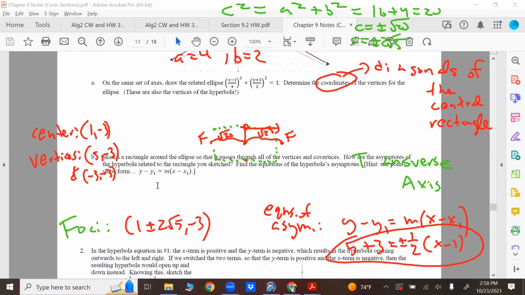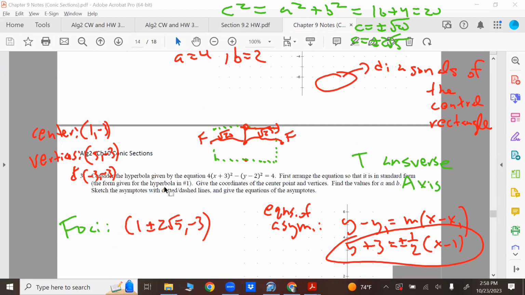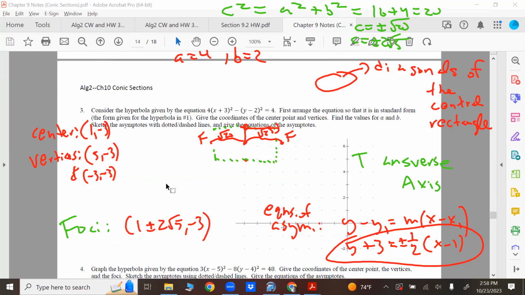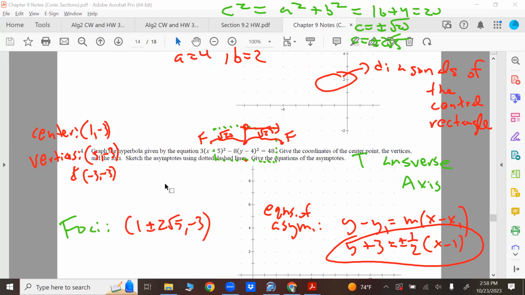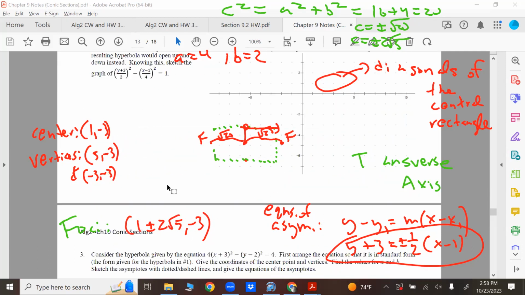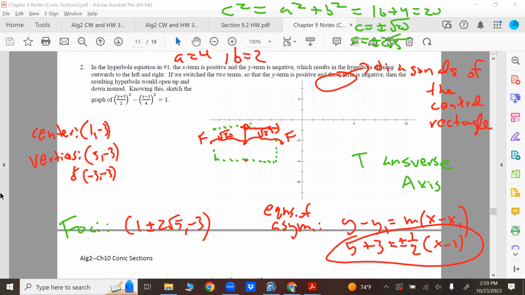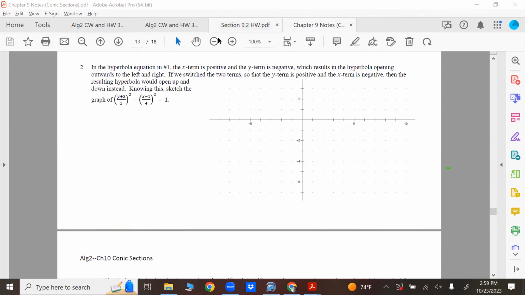And now, what if you reverse? What if we reverse these two? I just want to see how far I'd like to get today. I can get pretty far, I think, with this. Okay. So what if we reverse it? Okay. So if we reverse it, now it's going to open up and down.